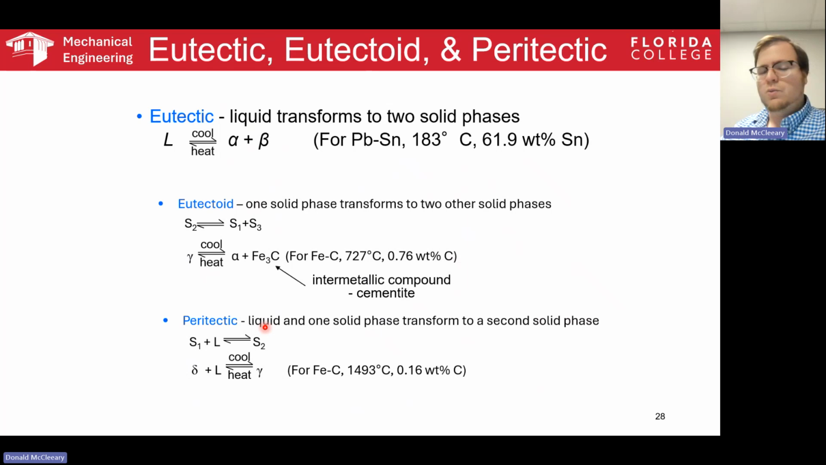And then peritectic is when you have a liquid and one solid phase that transform to a second solid phase. Okay, so this can happen in certain situations. So for your iron carbon phase diagram at around 1500 degrees Celsius and 6.16 weight percent carbon, you have a situation like this where gamma will become a liquid and another phase, like a different phase. So this is like above that diamond shape on your iron carbon phase diagram.